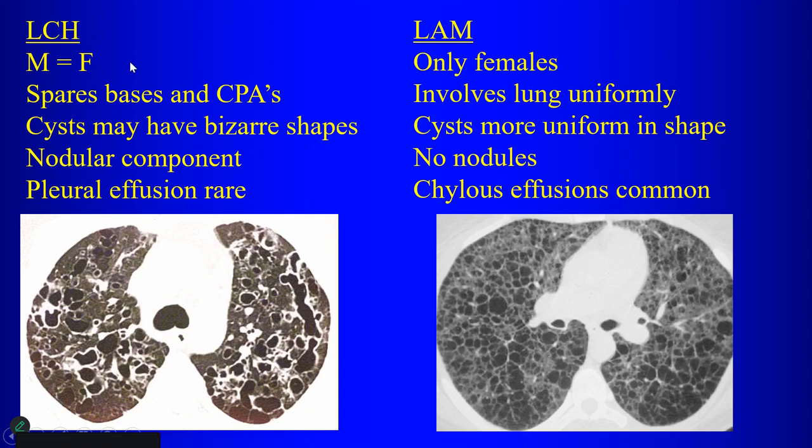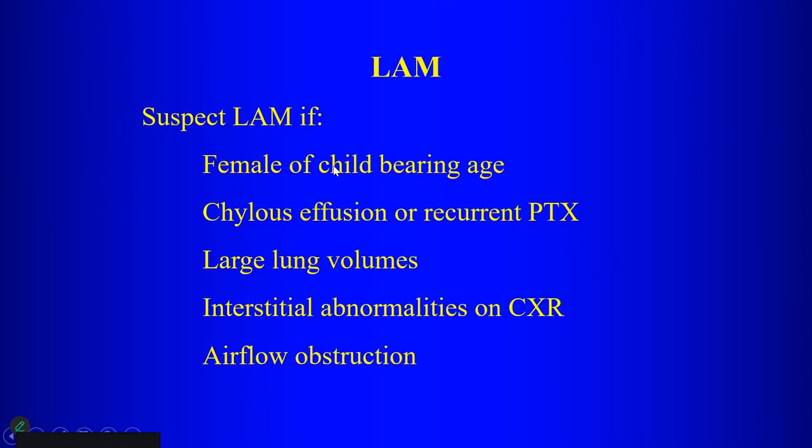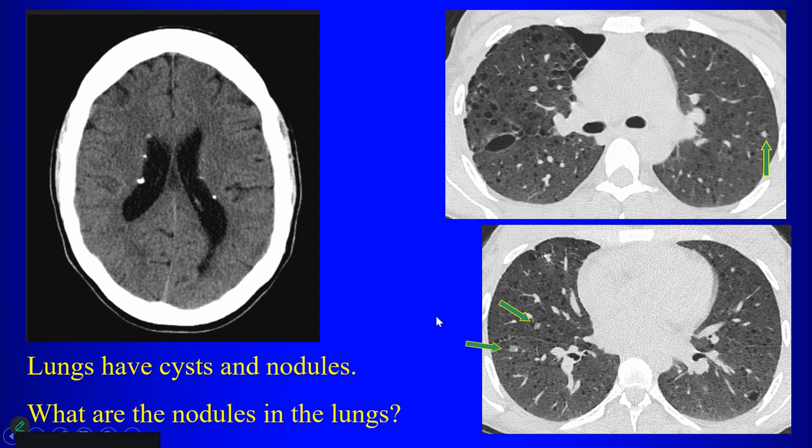So the cysts tend to be round and regularly shaped throughout the lungs, as opposed to LCH. So the difference between LAM and LCH: only females, lung involved uniformly, cysts more uniform in shape, no nodules, and you can see chylous effusions. Here you can have bizarre shaped cysts with LCH. Both can be associated with pneumothorax. So we suspect LAM in a female of childbearing age, with chylous effusions, large lung volumes, interstitial abnormalities on chest x-ray, and obstructive abnormalities.